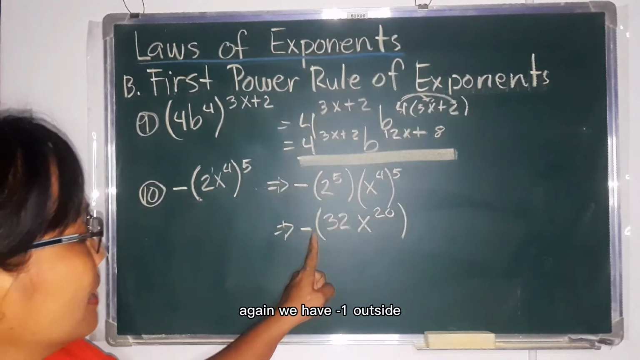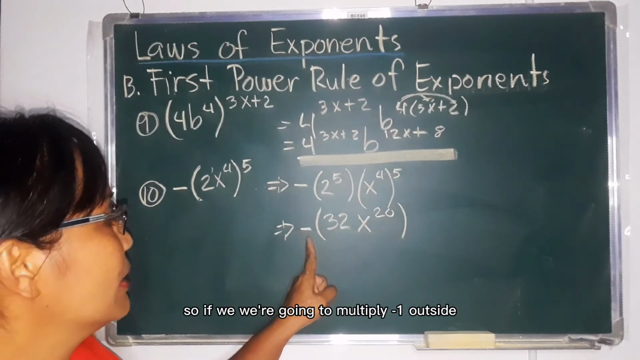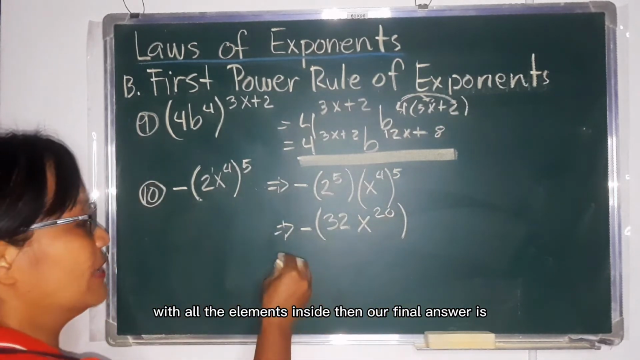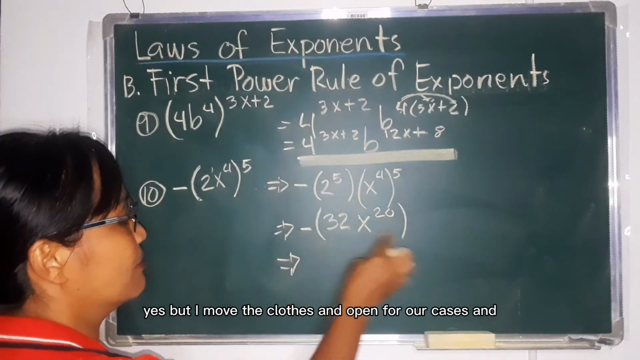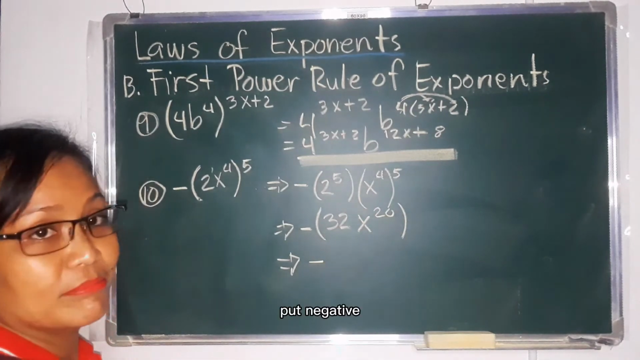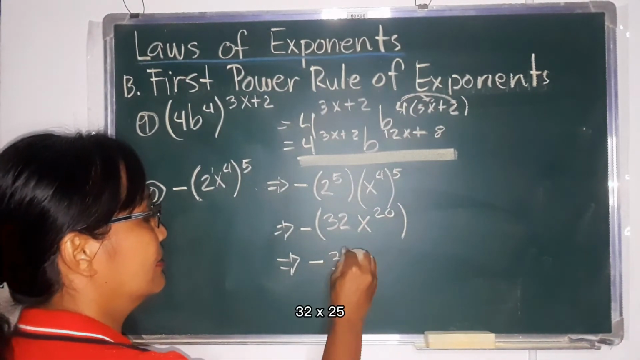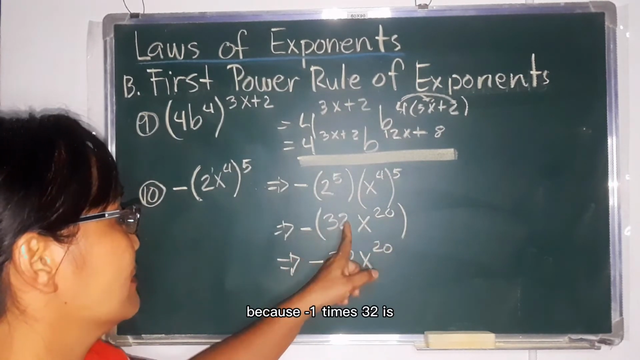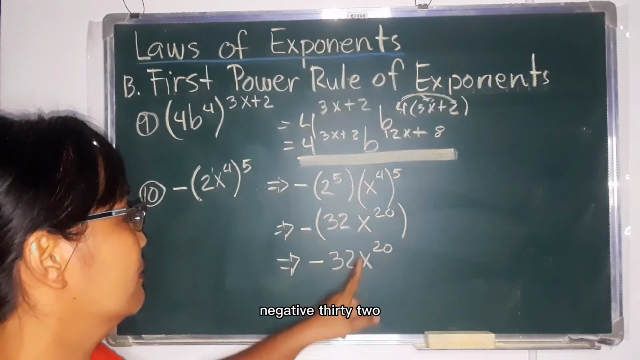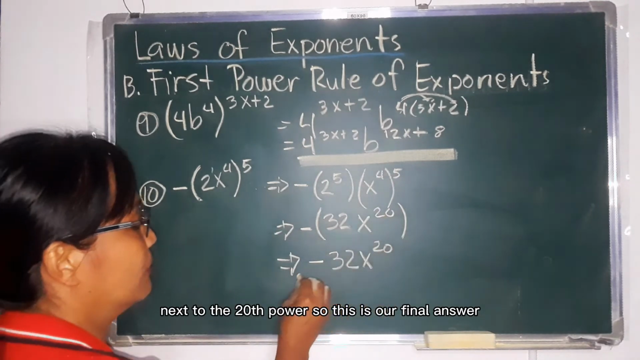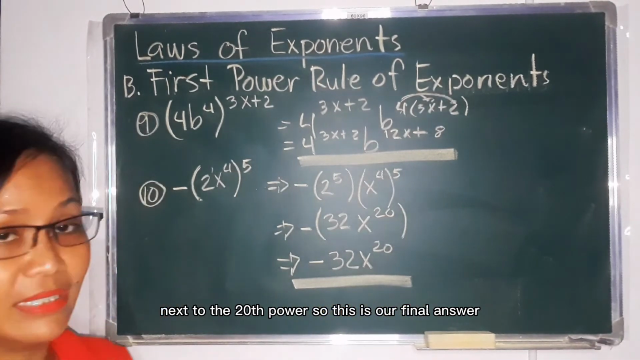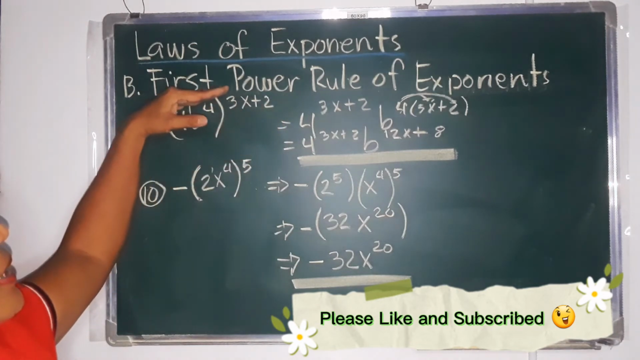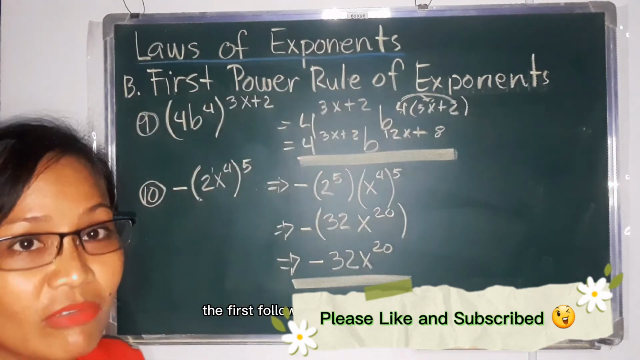Again, we have negative 1 outside. So, if we're going to multiply negative 1 outside with all the elements inside, then our final answer is just, remove the parentheses and put negative. So, negative 32x to the 20th power. Why? Because negative 1 times 32 is negative 32x to the 20th power. So, this is our final answer. Okay, so that's how we will compute the first power rule of exponent.